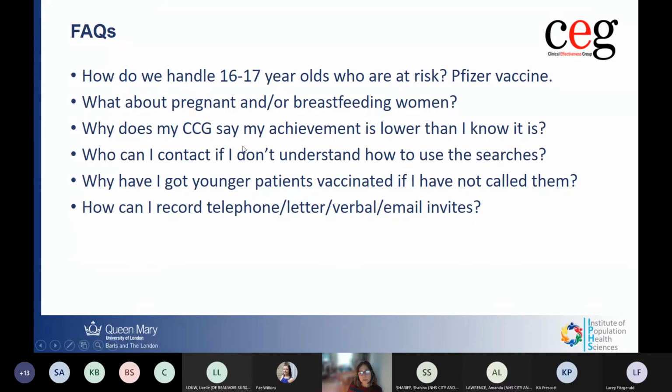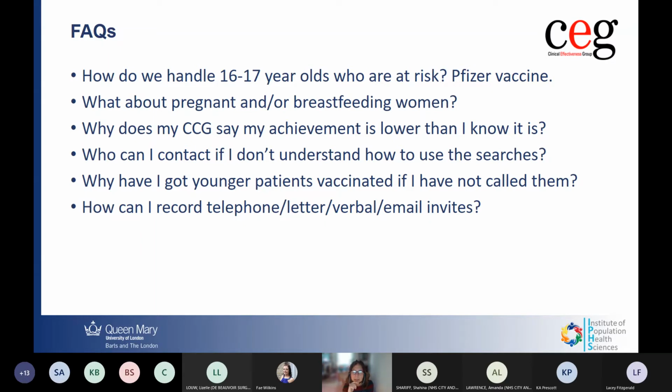So some of the questions that we've had before: how do we handle the 16 to 17-year-olds who are at risk? We've given you searches now on that, and that's just to flag up that the Oxford vaccine isn't licensed for the 16 to 17-year-olds, so they would need to be called in when the Pfizer vaccine is available. What about pregnant and or breastfeeding women? As I said, with pregnancy, they were included in Cohort 4 and in Cohort 6. We've given you the opportunity to actually have them separated from the AccuBook list.